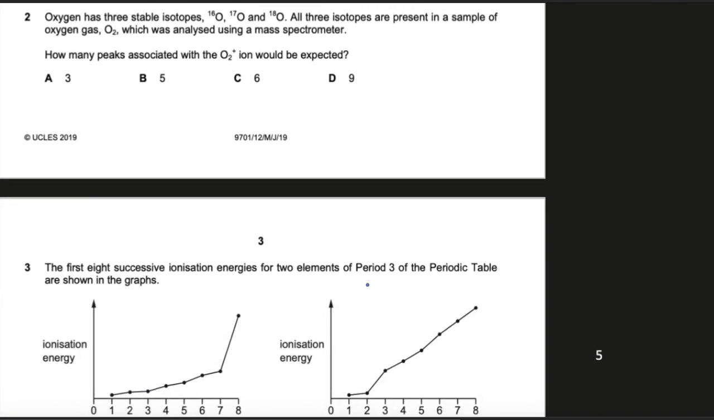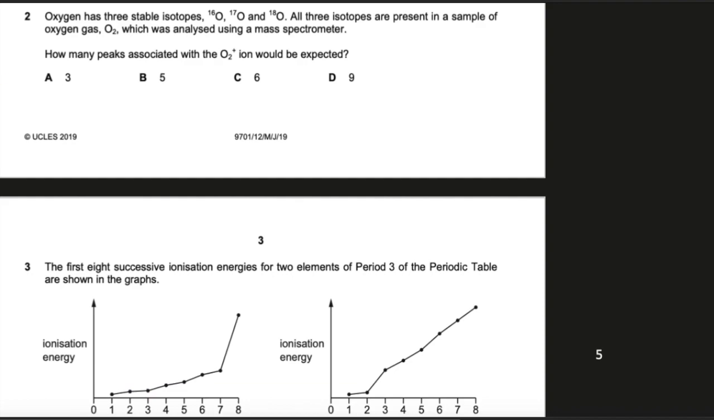Question number 2. Oxygen has 3 stable isotopes, O-16, 17 and 18. All 3 isotopes are present in a sample of oxygen gas which was analyzed using a mass spectrometer. How many peaks are associated with O2+? A mass spectrometer is an instrument which gives us information about the number of isotopes in a sample, and a mass spectrometer only works with positive ions. So how many peaks will you observe if you have a sample of oxygen-16, oxygen-17 and oxygen-18?